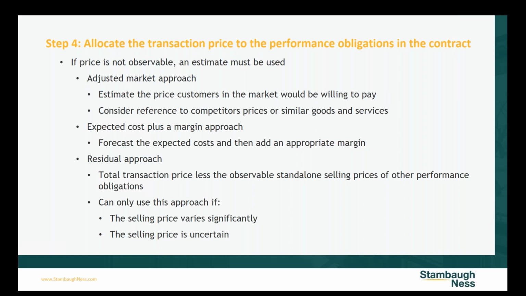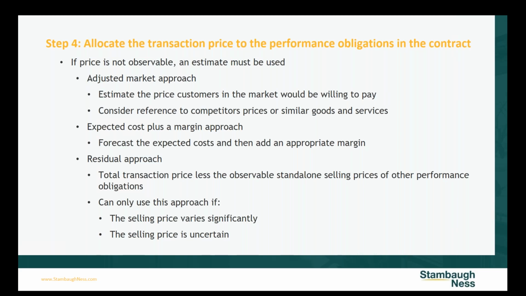But you can only use this approach if the selling prices vary significantly and if the selling price is uncertain, meaning that, like our membership benefits in this example, if we go out to the market and we're trying to research similar situations, similar organizations, similar benefits, and it's just all over the place, and we really can't come up with a good price. There's no way that we can come up with a good estimate. Then essentially you can use the residual approach.